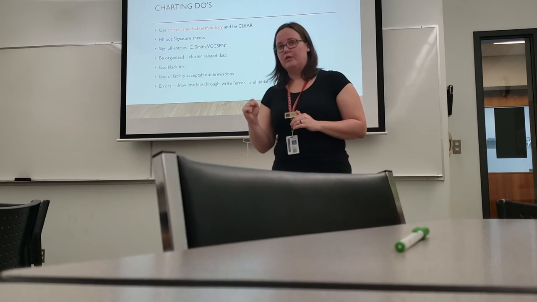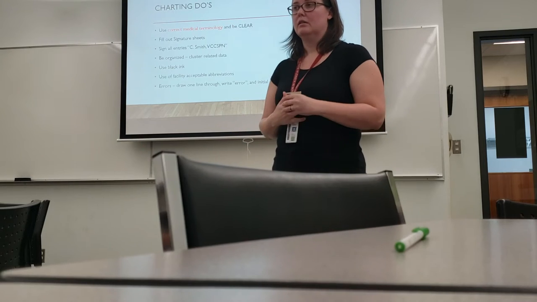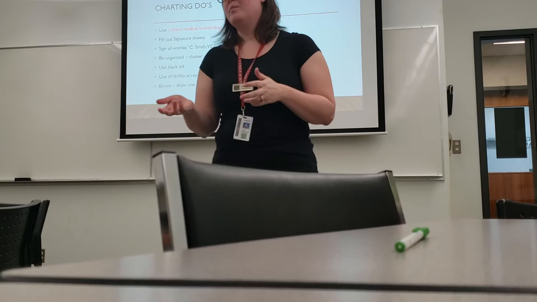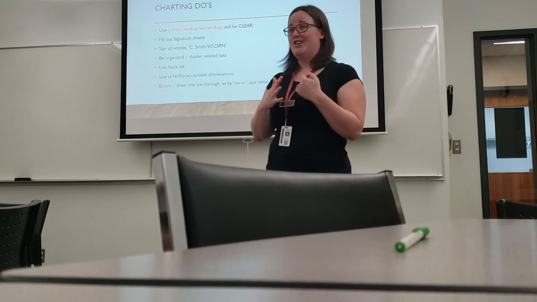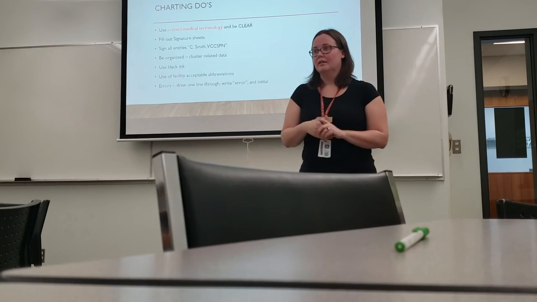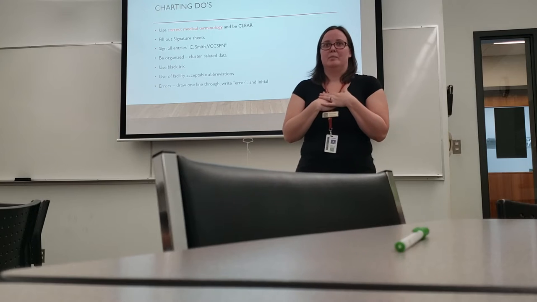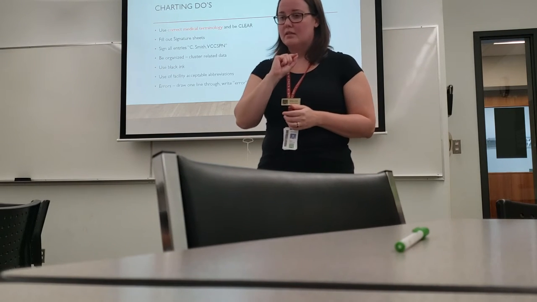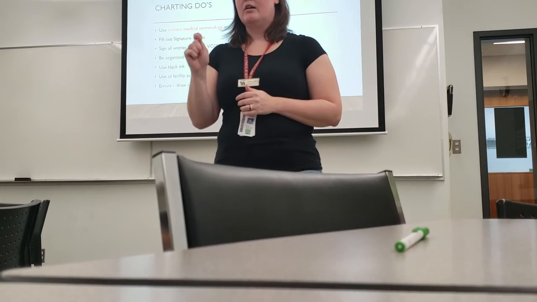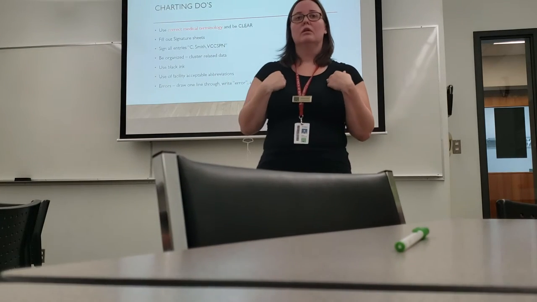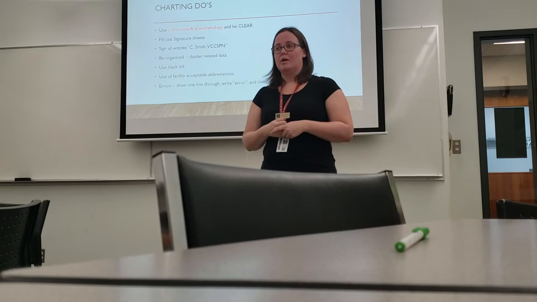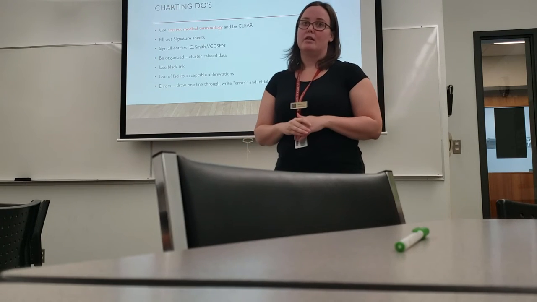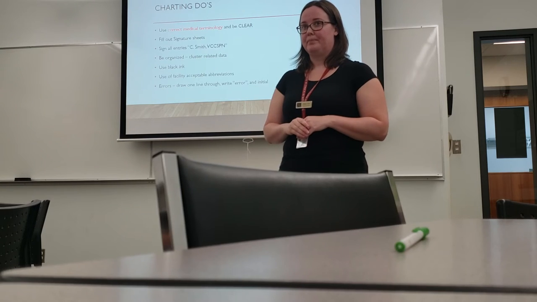If you scribble it out, what does it look like? You tried to cover up something. And it could be something that you're not, you just spelled the word wrong. Oh my gosh, I can't believe I spelled blood pressure wrong, right? It still needs to be a single line across, write error and initial. So we know we can still read what it was initially and recognize that, oh, that was just a quick error. You signed it.